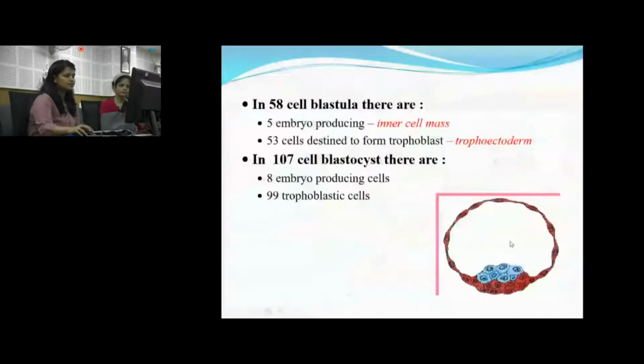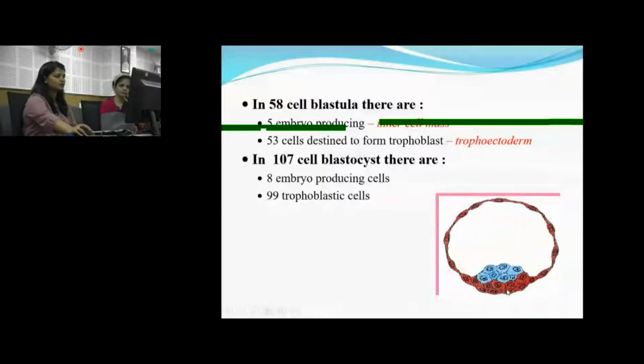So this is a detailed picture of certain stages only. This is the blastocyst stage. Here, these blue cells, the embryo-producing cells, form the inner cell mass. The rest of the cells are destined to form the trophoblast, the trophectoderm. That is similar to what happens at the 107-cell stage.